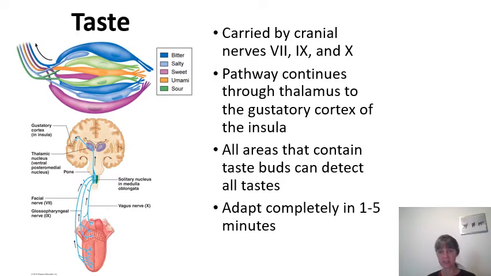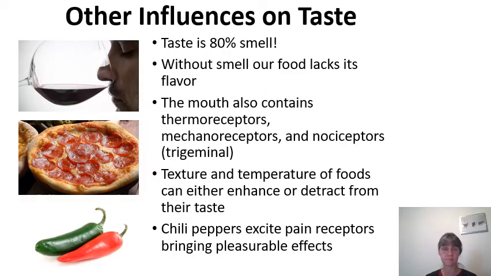Now, some sensory information has the ability to undergo adaptation, where the brain no longer processes the information because it just gets used to it. And taste can actually completely adapt anywhere from 1 to 5 minutes. So it adapts pretty rapidly and completely. 80%, sometimes books say as much as 85%, of our taste is due to what we smell. So without smell, our food ends up lacking a lot of flavor.